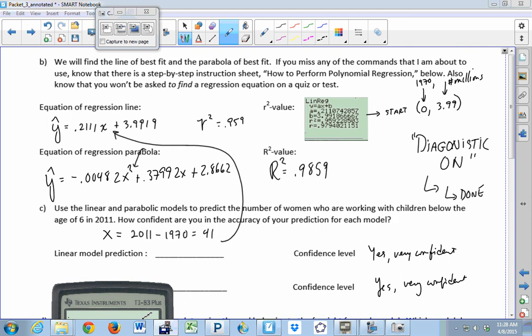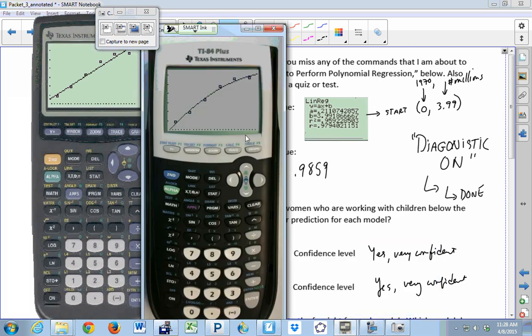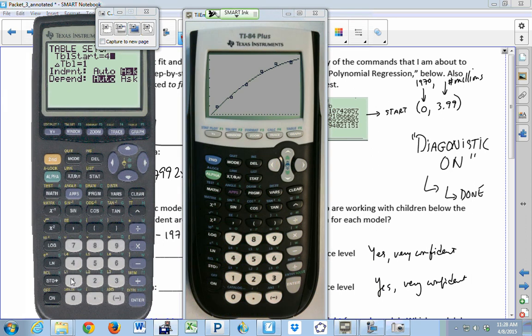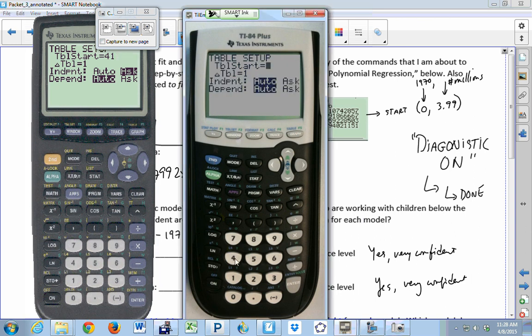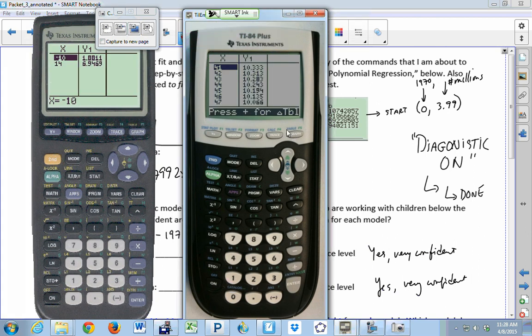But guess what? You don't have to work that hard, folks, because your calculator is going to do it all for you. You already got these equations right in your calculator, so use your calculator. Go up to table set, put in 41. There you go. Table set, put in 41. That's the year you're interested in. And then just go to your table. So with the model for quadratic regression, it's predicting 10.333 million.